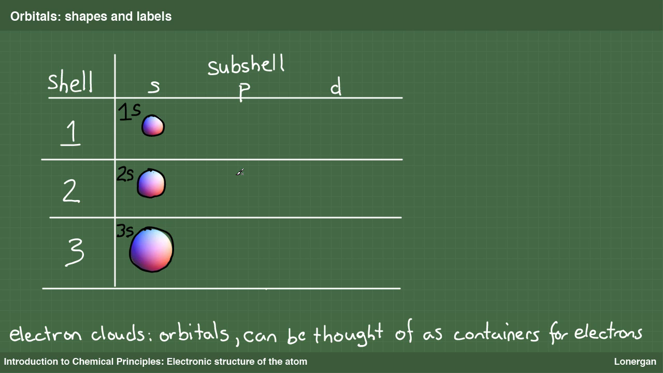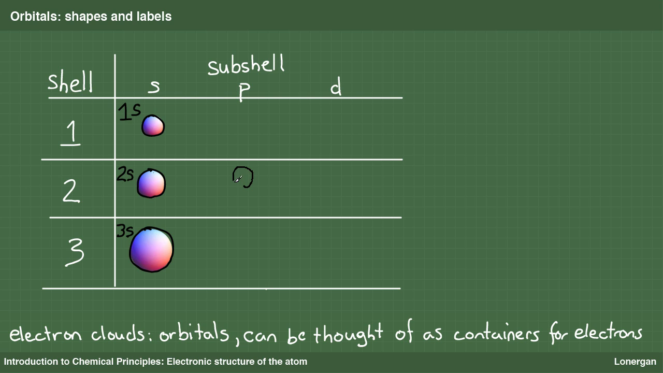The rules of quantum mechanics govern that there can only be as many subshell designations within a particular shell as the shell number. Hence, shell number 1 has only the s subshell. There is no 1p orbital. Shell number 2 has both s and p orbitals.